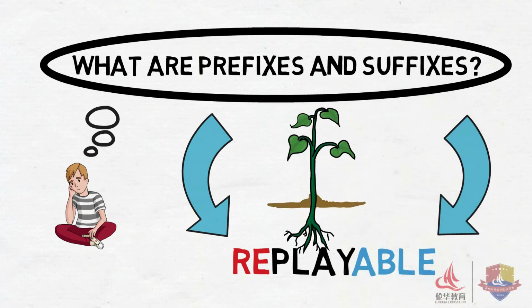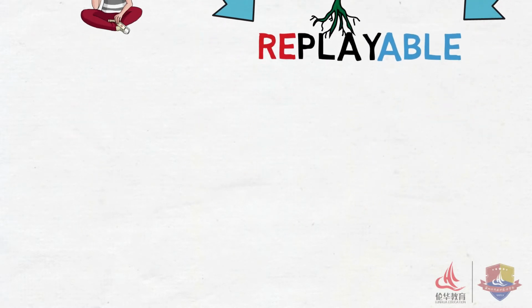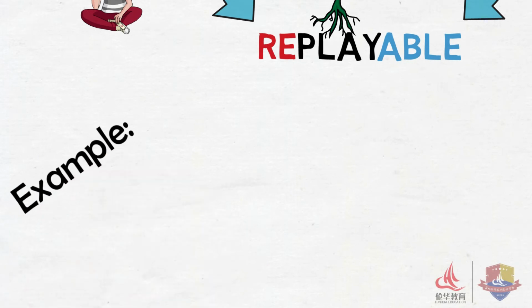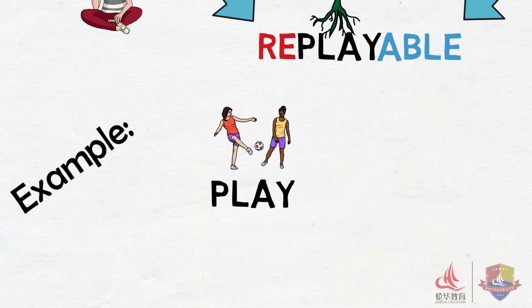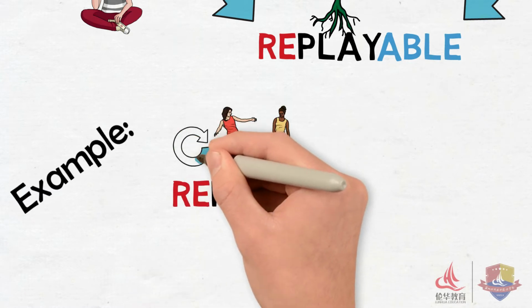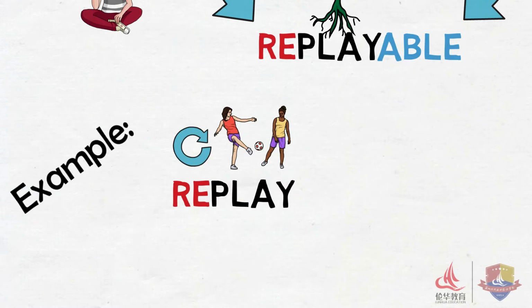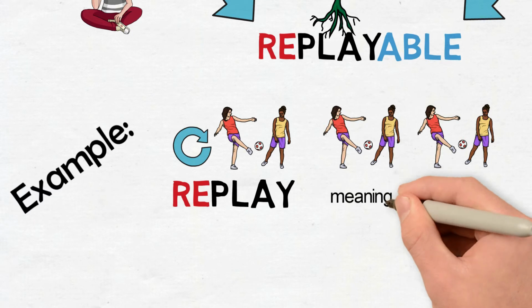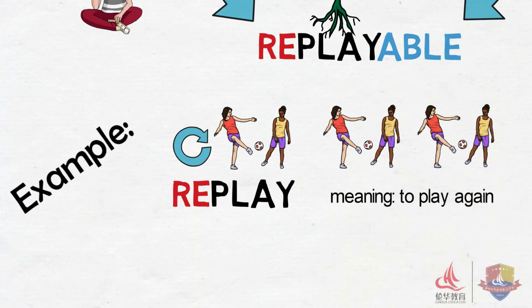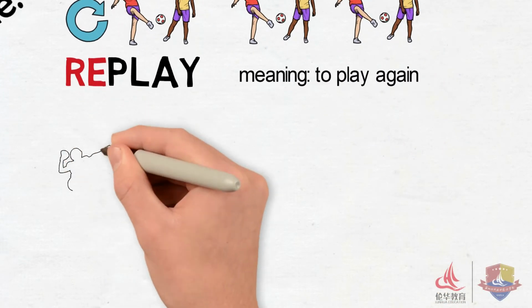The word that you attach prefixes and suffixes to is called a root word. It holds the main core meaning of your larger word. Let's try this with a word. For example, the root word from above, play. If we add on the prefix re, which means again, we get the word replay. Re and play together mean to play again.